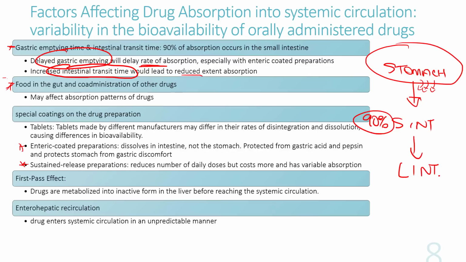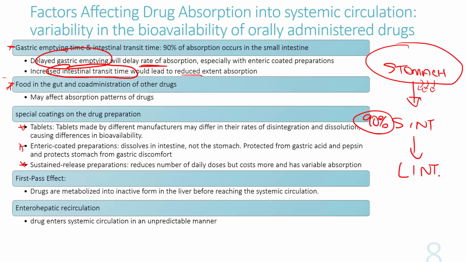Sustained release preps, basically what happens is the drug is formed into granules, and again those granules dissolve over a longer period of time than would be if they were actually given just in a normal tablet. And so what happens is that the drug is released over a longer period of time. It reduces the number of doses, but it costs more and it has variable absorption, mainly because the dissolution of the granules and the release of the drugs is also variable.